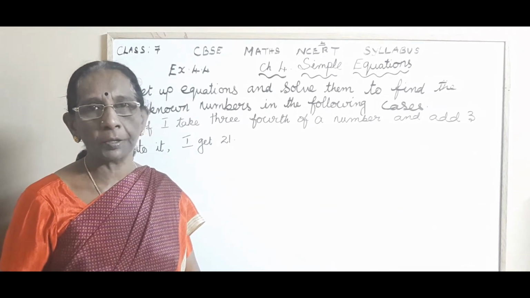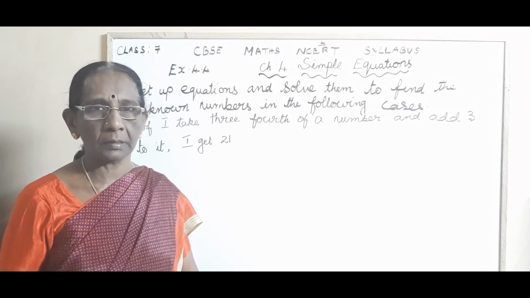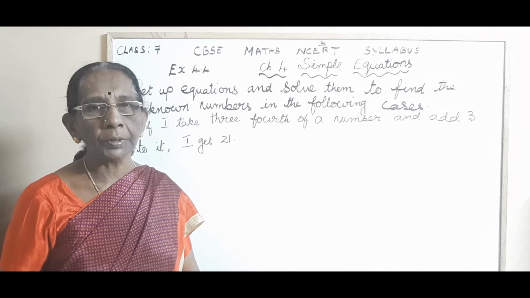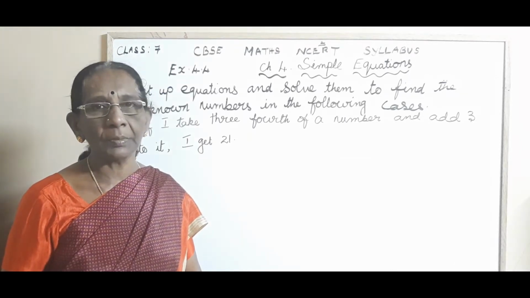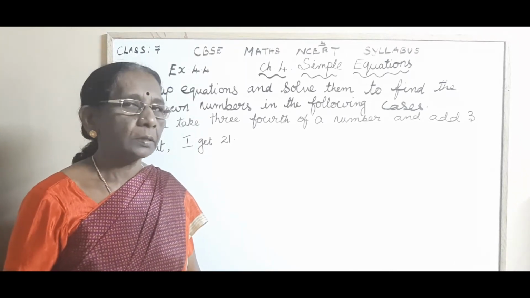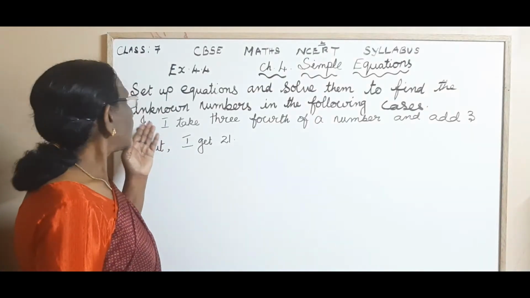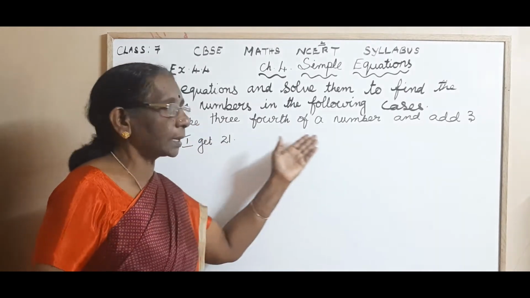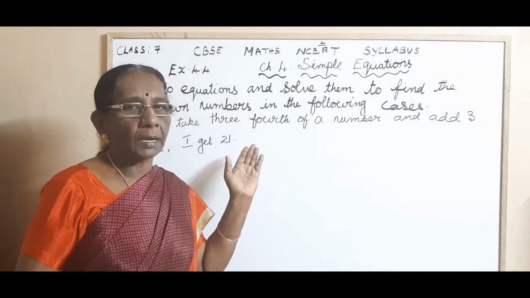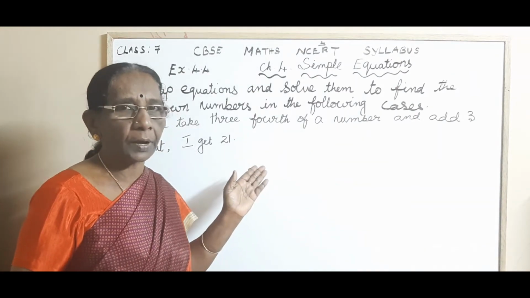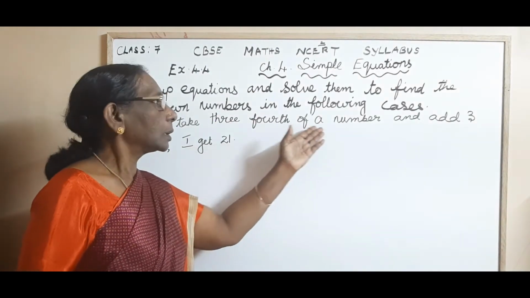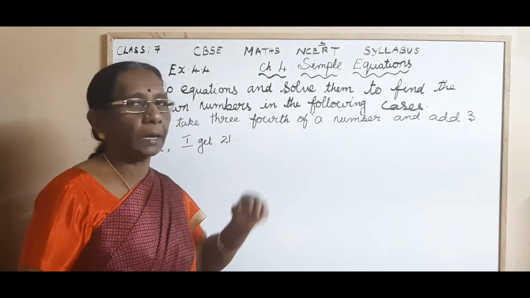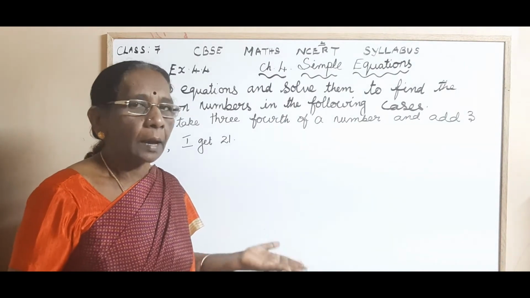In this session we are going to continue chapter 4, simple equations, exercise 4.4, sum number 1, and we are going to do the C section, that is the subdivision 3 C. And the question is, what should you do? You have to form the equation. Set up the equation for the given English statement, and then you have to solve the equation and find the unknown given in the question. So what is the unknown given in the question? A number. You have to find the number.